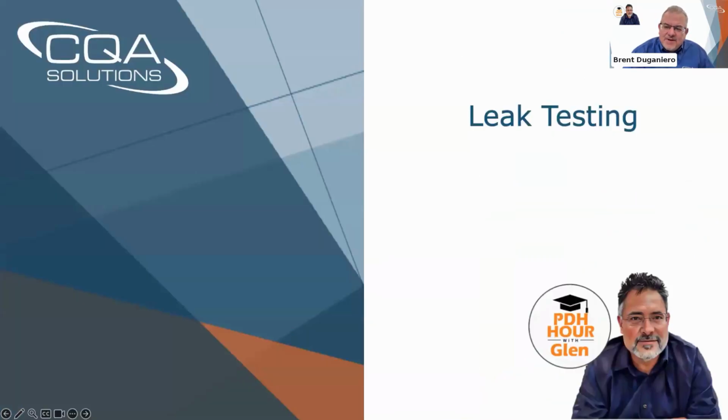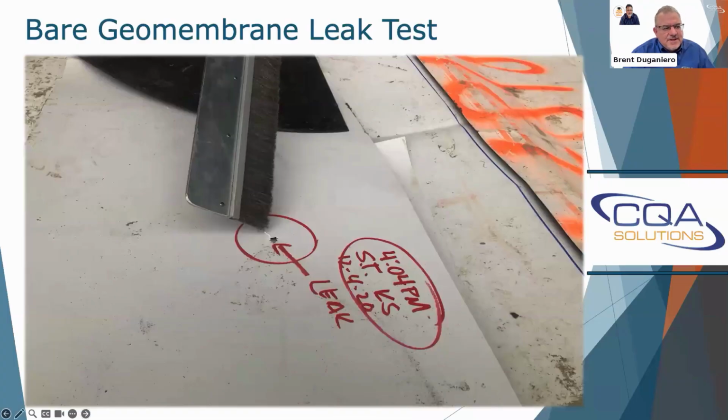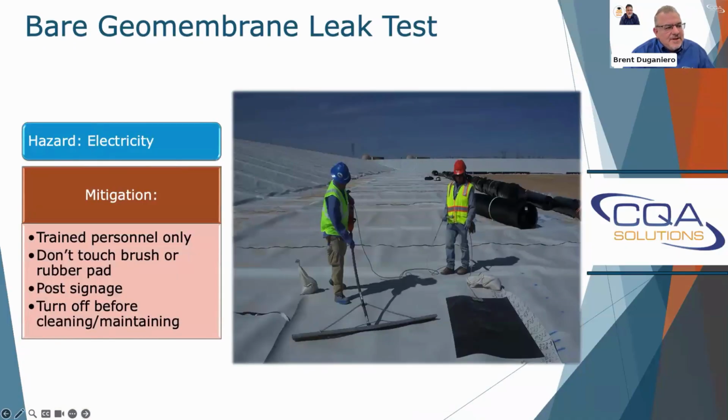On some sites, maybe we got to do some leak testing before we call it good. And again, we're using an exposed electrical source, and it'll find a hole in the geomembrane. And this is conductive backed geomembrane is what we're using in this. But again, it is exposed electricity. You shouldn't be touching the testing brush, or that black grounding pad you see at the lower right.